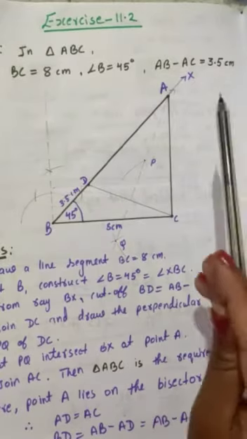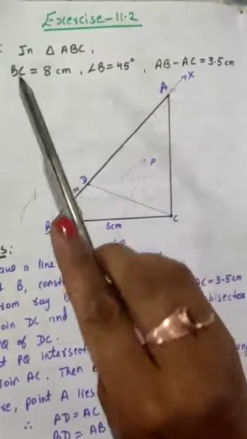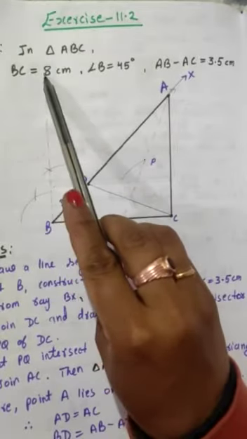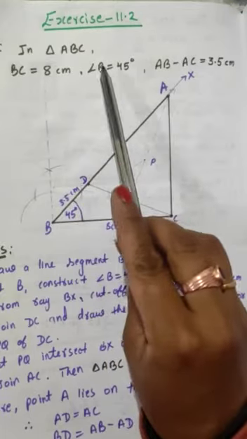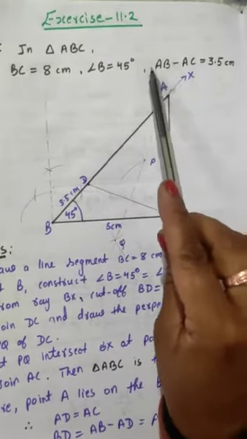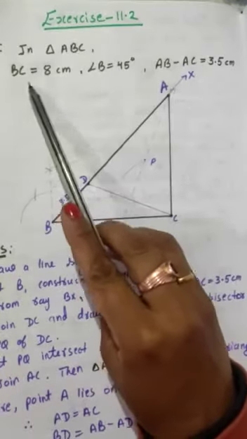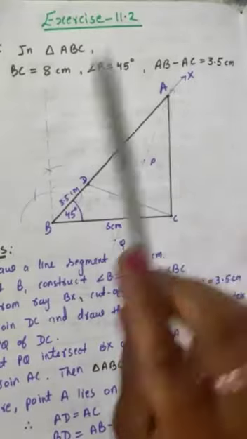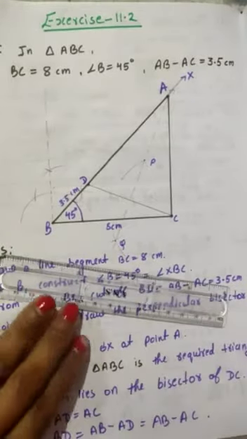Now the second kind of triangle is: you have to construct a triangle ABC, where BC, that means the base, is given to you as 8 centimeter and the base angle is 45 degree. But now in place of the sum, the difference of two sides is given to you, which is 3.5 centimeter. So based on these given things, you have to construct a triangle. I have already constructed it so that it will be easy for you to understand.